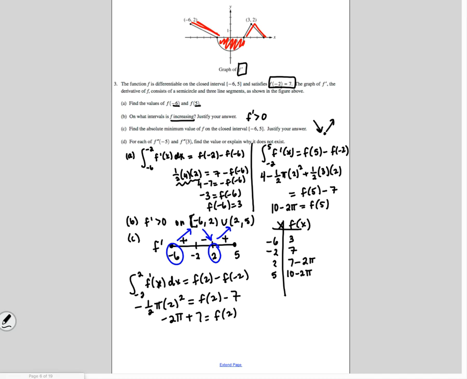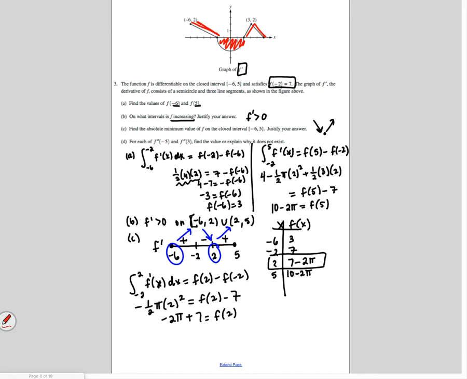So I have 7 minus 2 pi. Now I start comparing, and I want to know which one is the smallest one of all. Okay, so 7 minus 2 pi is going to be, well, 2 pi is like 6.28, right? So 7 minus 6.28, that's like point something. It's less than 1. Okay, that is the smallest one. So this is the one that is the absolute min.